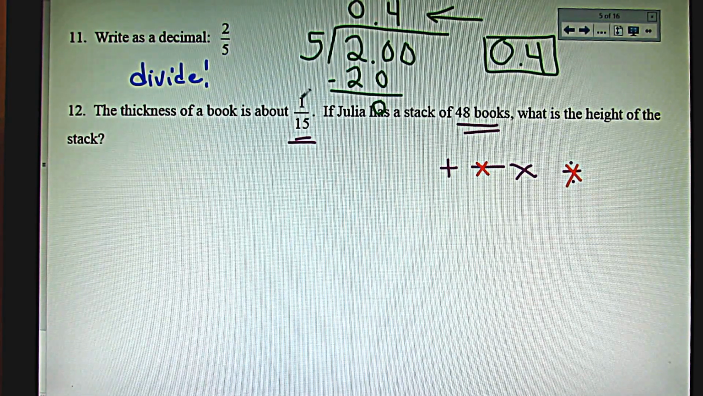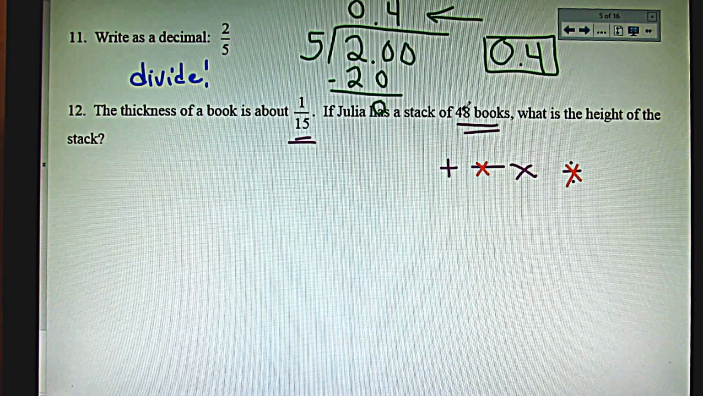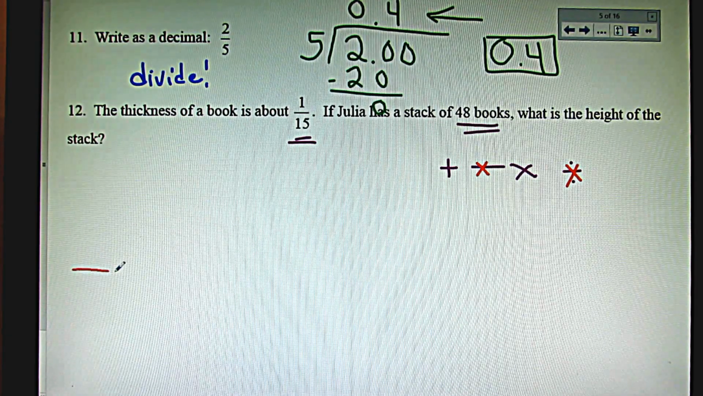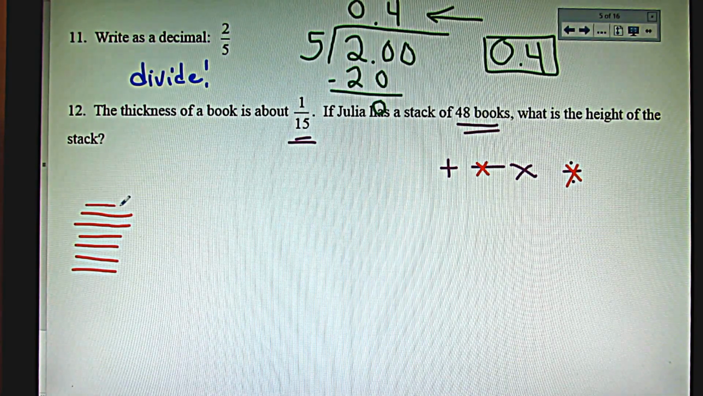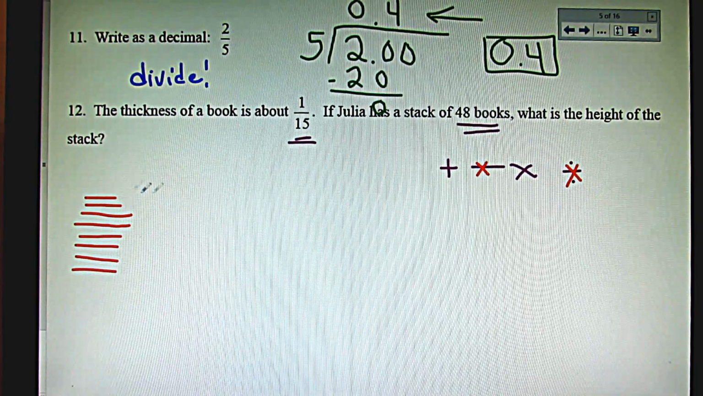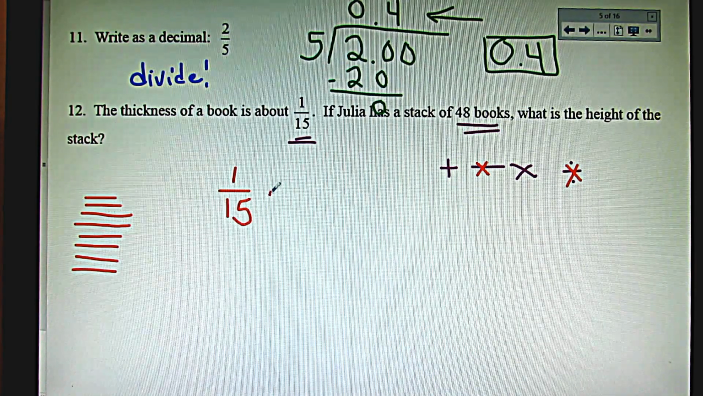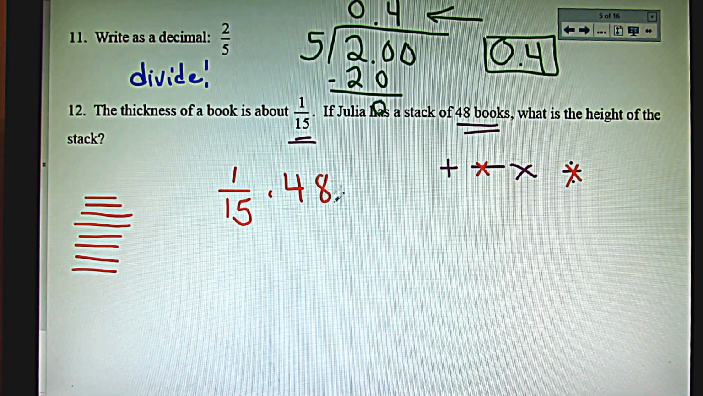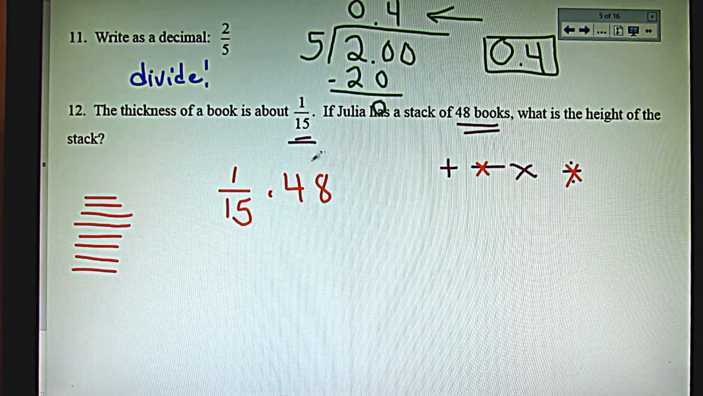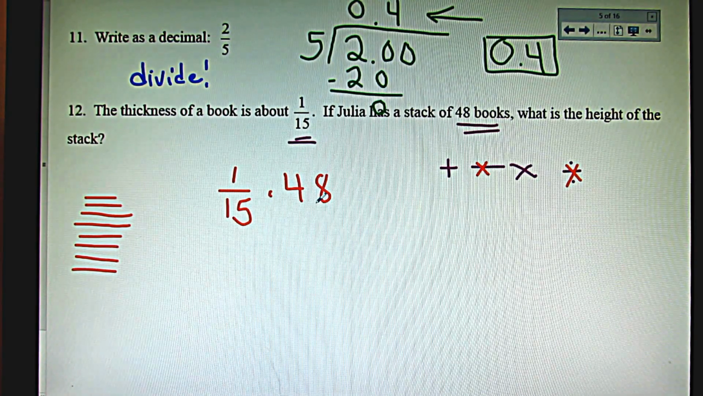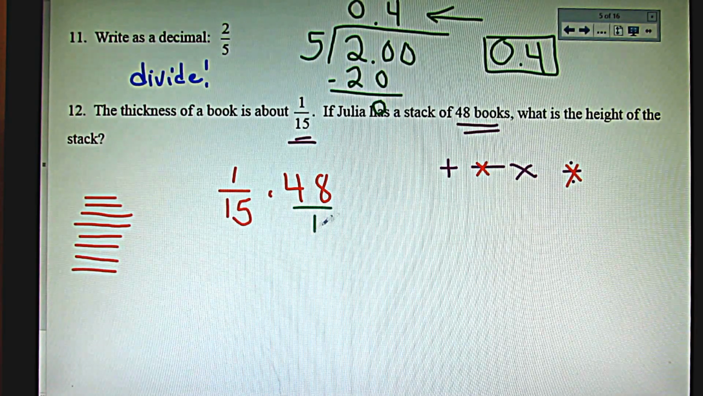So 48 books. Am I going to be adding 1/15 and 48? Or am I going to be multiplying 1/15 by 48? Well, I have 48 books, and each book is 1/15. That's a lot of adding to do. Fastest way to do that is by multiplying. 1/15 times 48. Well, I can't multiply the way these are looking right now. In order to multiply, I'm going to need to change 48 into looking like a fraction so I can multiply these two fractions. 48 can be represented by a fraction by just putting it over 1.